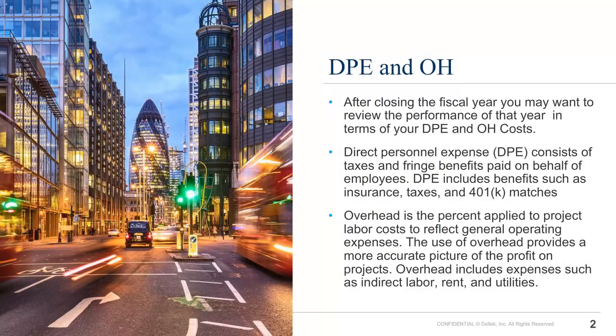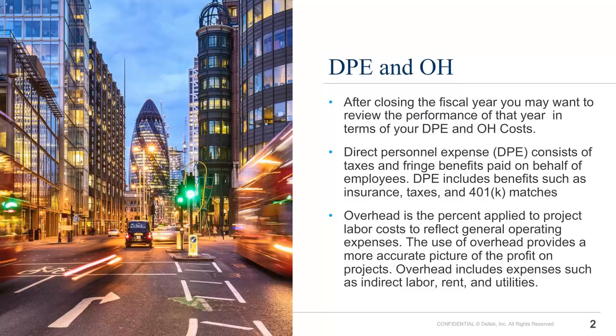After closing the fiscal year, you may want to review the performance of that year in terms of your DPE and overhead costs. Direct personal expense, or DPE, consists of taxes and fringe benefits paid on behalf of employees. DPE includes benefits such as insurance, taxes, and 401k matches.